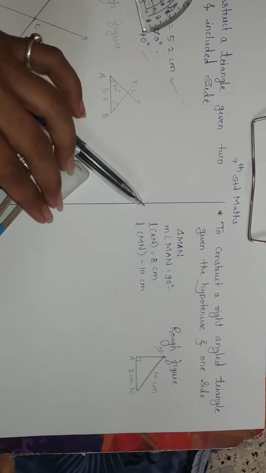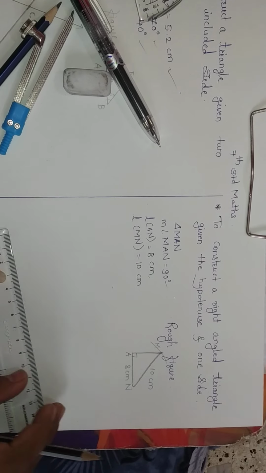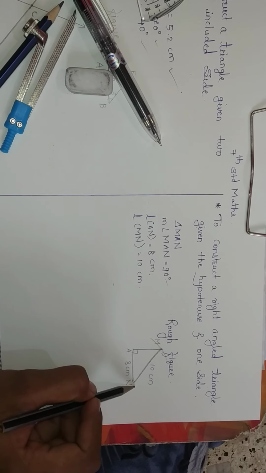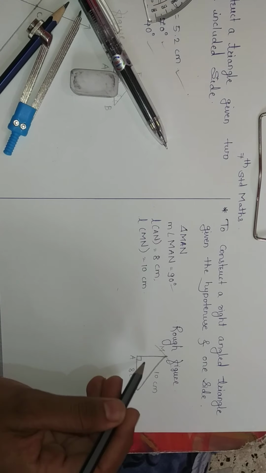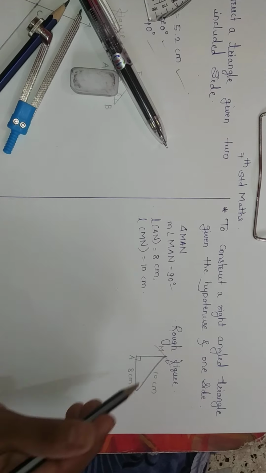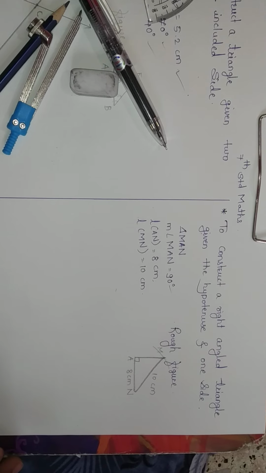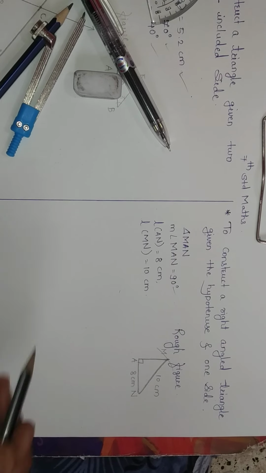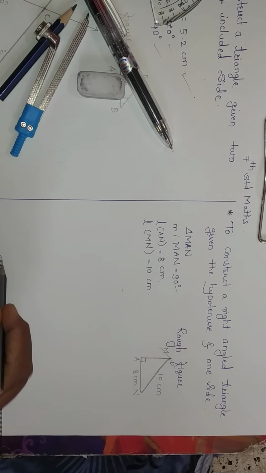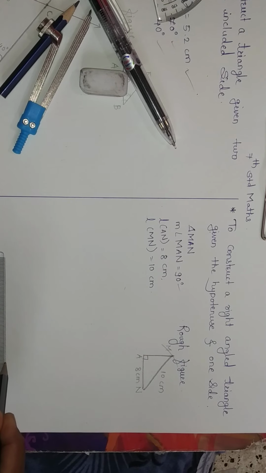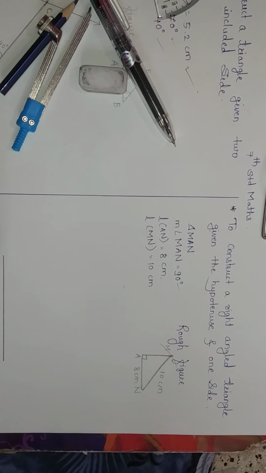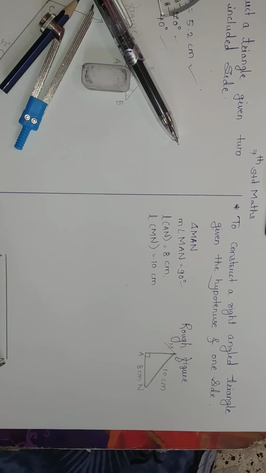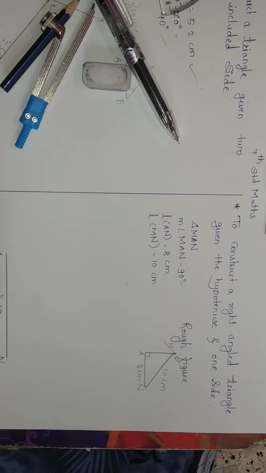Now pay attention to how to draw our fair figure. AN we take as the base. With the help of the rough figure, it is very easy for us to draw the proper figure. AN is equal to 8 centimeter. So put your scale properly, take the 8 centimeter measurement, and draw the line of 8 centimeter, that is AN. Give the name AN equal to 8 centimeter.